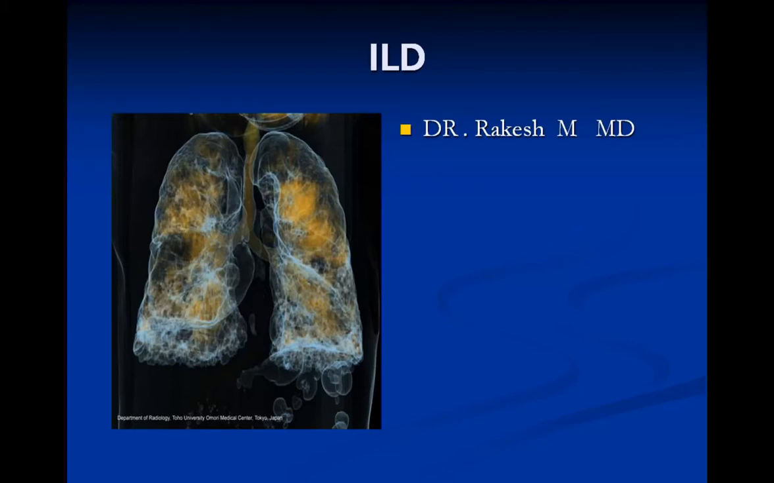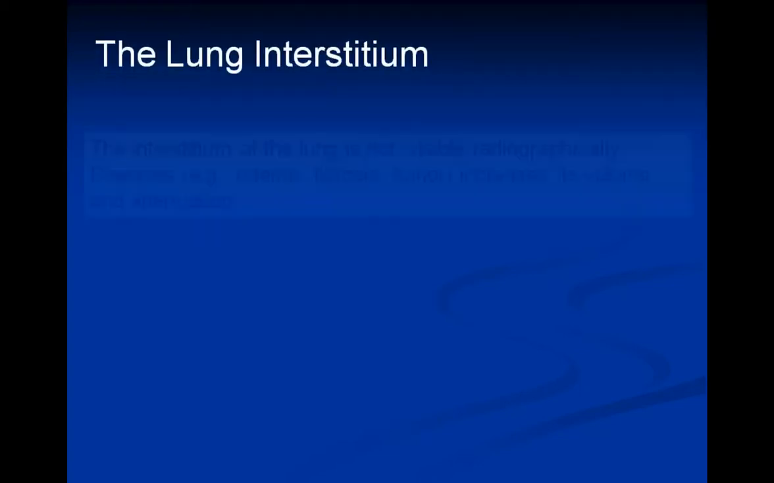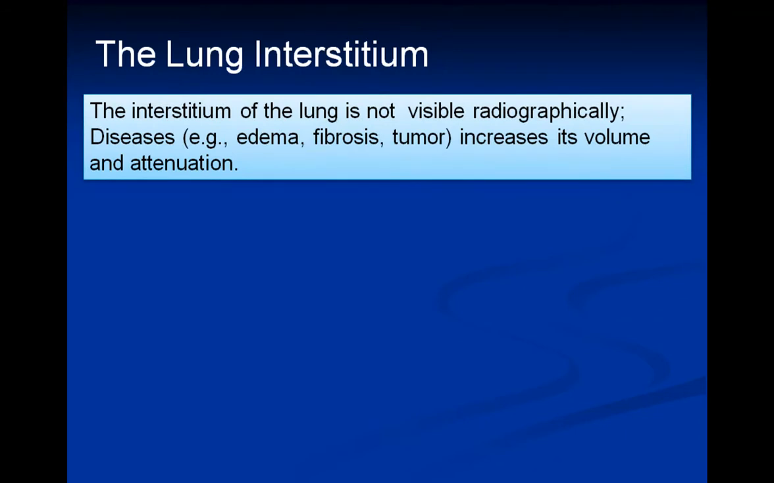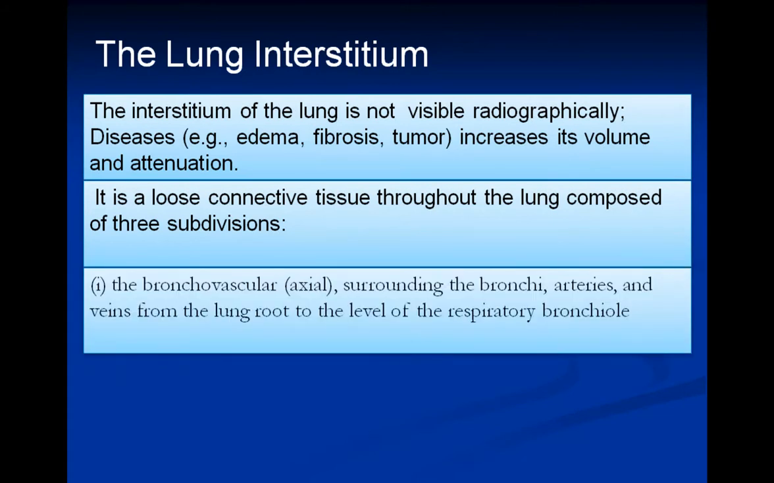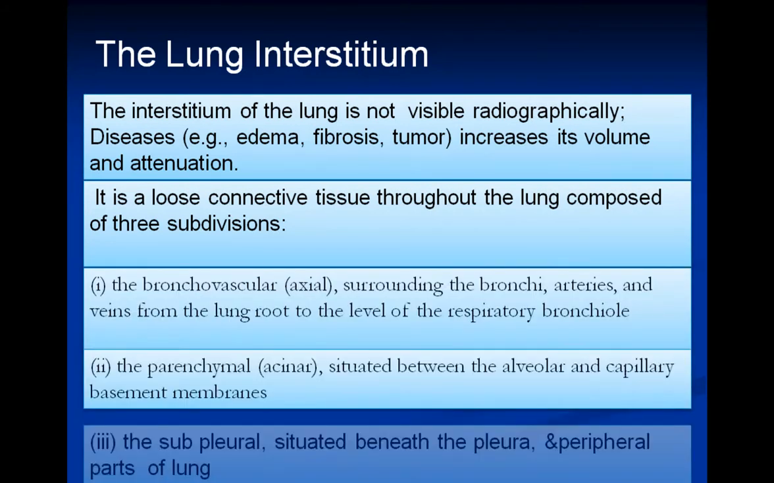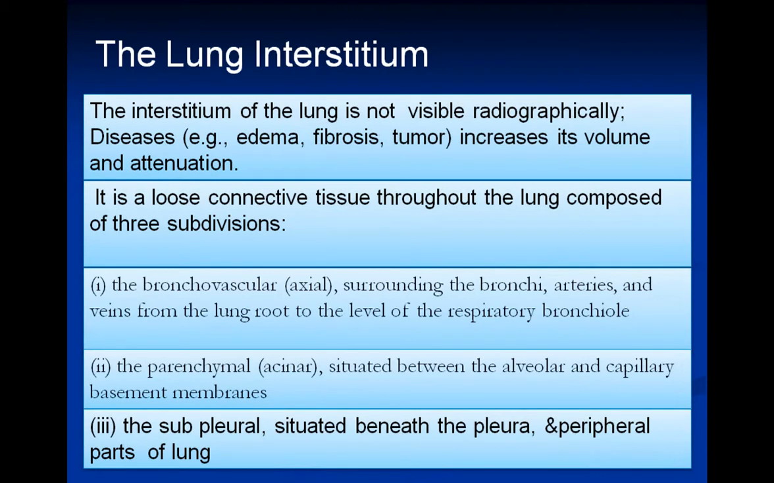So, interstitium. What do you mean interstitium? Interstitium is basically the space between the epithelium and endothelium basement membranes of the lung. But the term interstitium is actually a misnomer because it is a loose connective tissue, present almost throughout the lung.